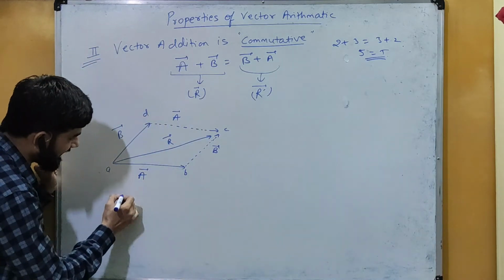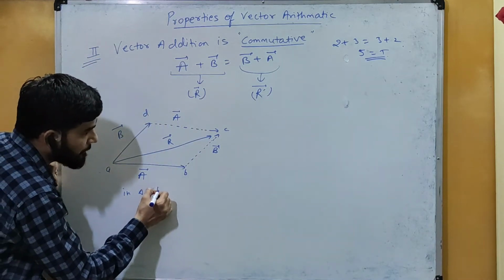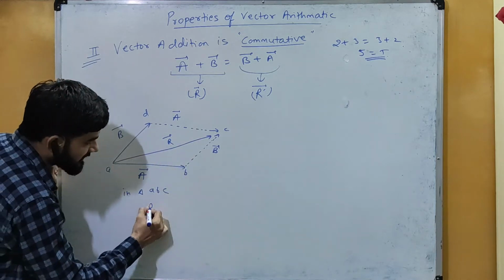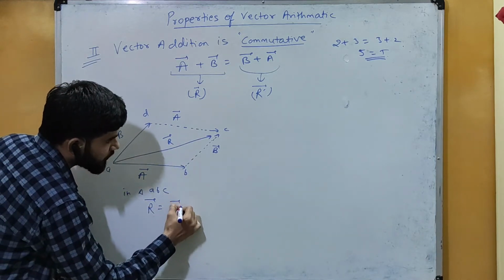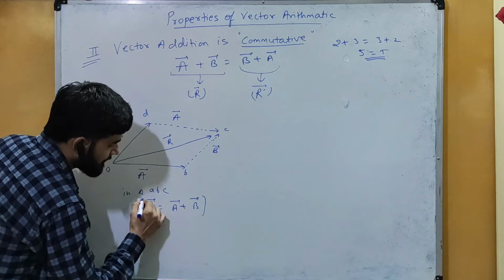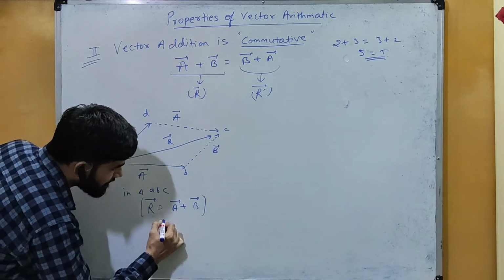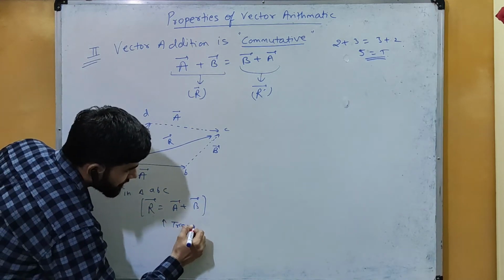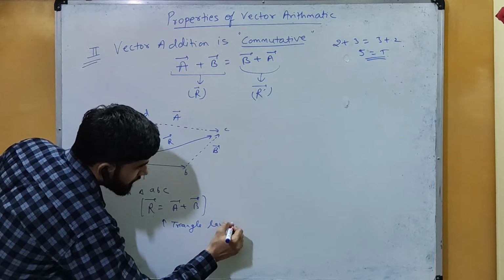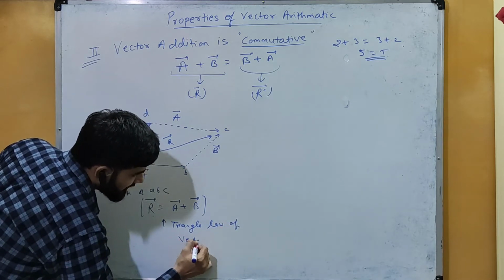So I can write that in triangle ABC, this resultant vector R is equal to vector A plus vector B, and this we have written from the triangle law of vector addition.